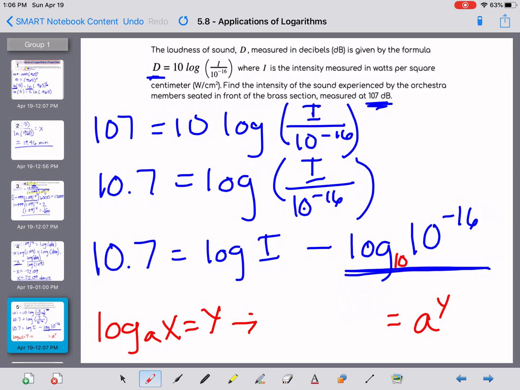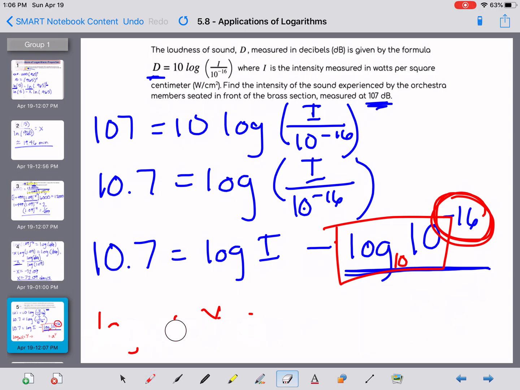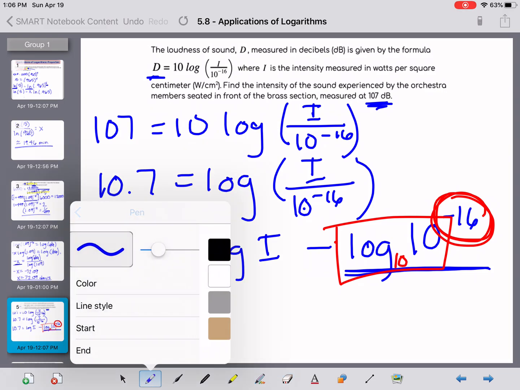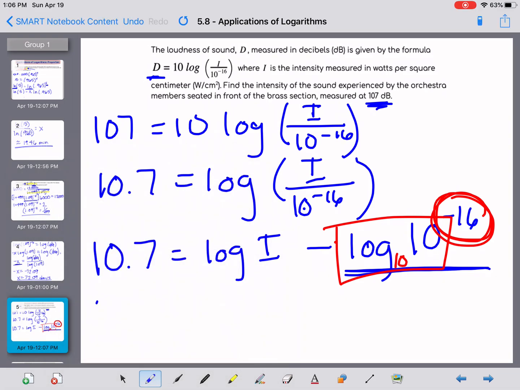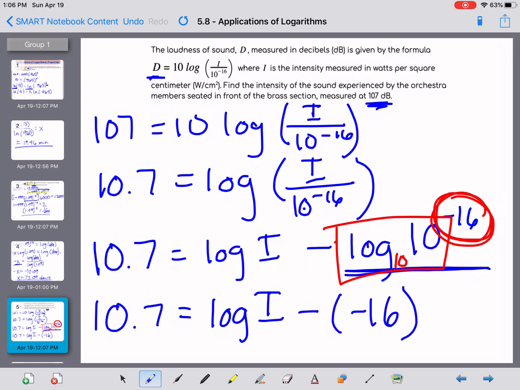So that's the big part, is I can just simply, because I know this, and hopefully you can see, because this is log 10, that means the base is 10. Because I got that, I can simply just say that that whole thing is equal to negative 16. So if that's confusing at all, or if you don't remember that, I'd go back to the videos from day 1 and day 2 for the basic properties to show that. So that means now I can go 10.7 equals log I, minus, and again, because we can bring that all the way down, negative 16, which will change to, obviously, plus.